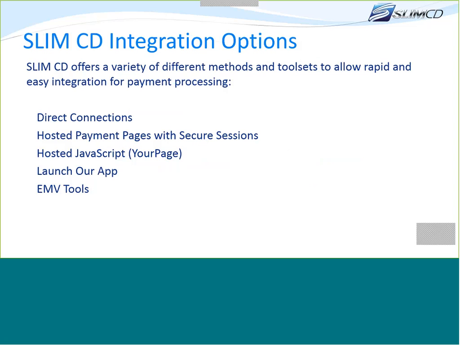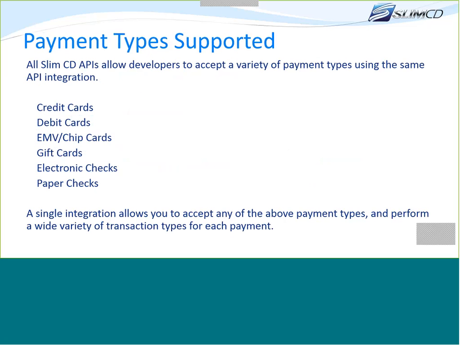So I've gone over these options already, but here they are again. With the direct connections, your server collects the card number, and it actually has it, maybe even stores it in a database if you like, and you're simply connecting from your server or your point-of-sale system over to SlimCD and charging the card. That would put you in scope for PCI. Hosted payment pages that are controlled by secure sessions and hosted JavaScript are ways to eliminate PCI. The hosted payment pages can work on a point-of-sale or a web. Hosted JavaScript is primarily a web technology. Also, you can launch our apps. And if you want to support EMV cards at point of sale, we have a variety of technologies to help you with that as well.